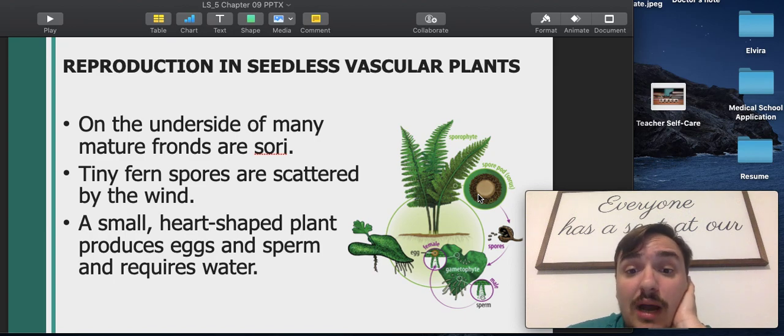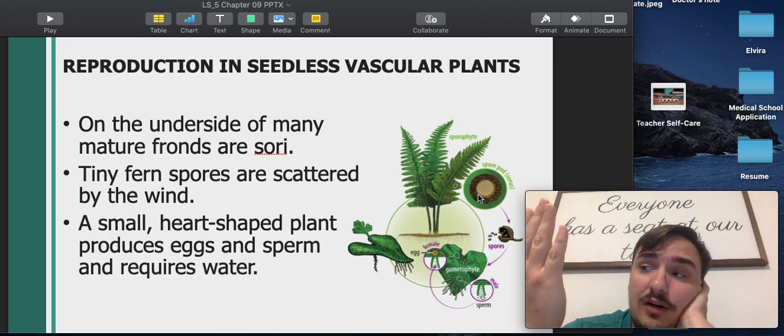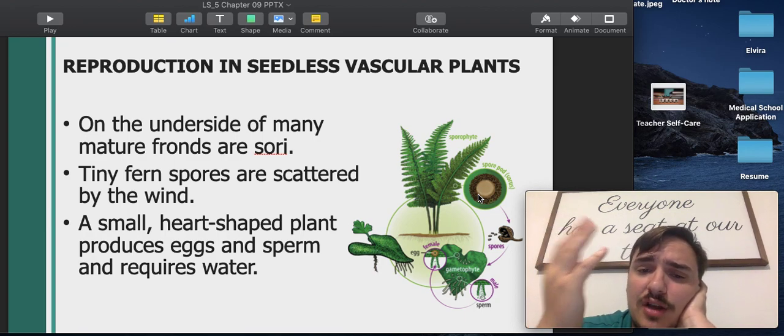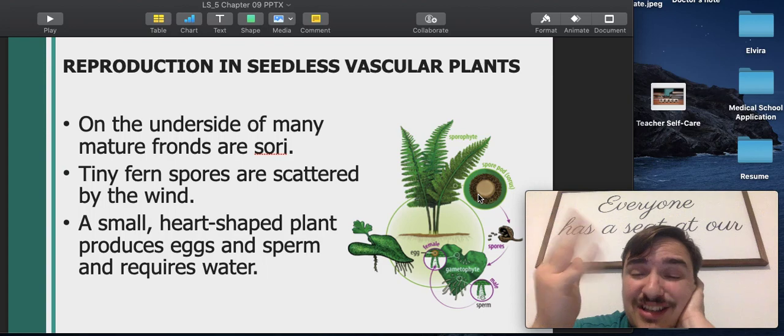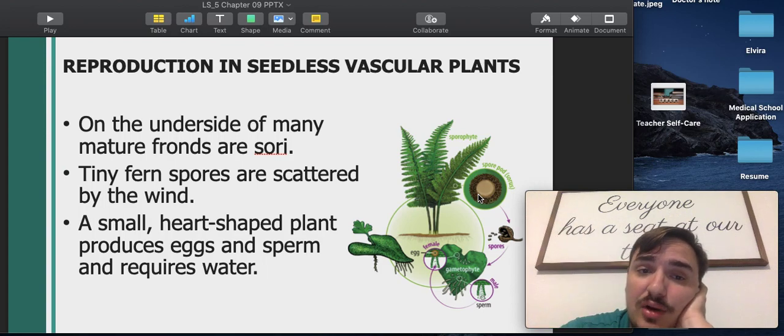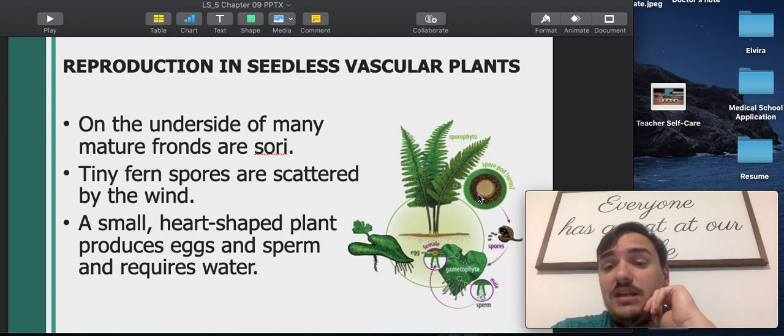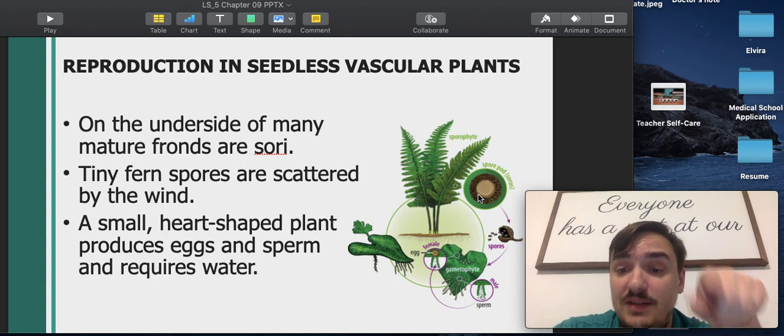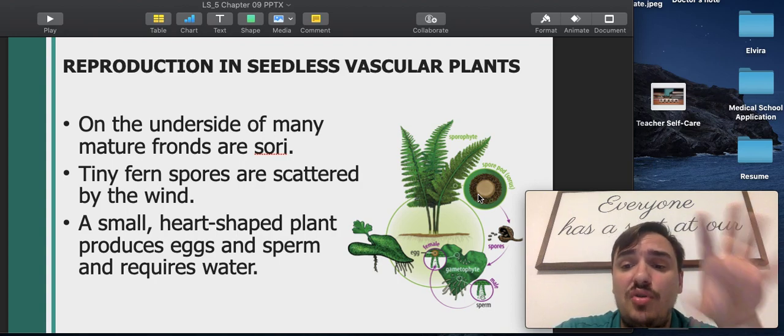Those little brown dots underneath the leaf of the fern, those sori hold the spores. So if you look at the fern and it has those little brown dots underneath, you know that those hold the spores. So because of that, it's in its sporophyte stage. So that's how we're going to start the reproductive cycle for a seedless vascular plant. We're going to start with the sporophyte stage because that's where it spends a majority of its lifespan.